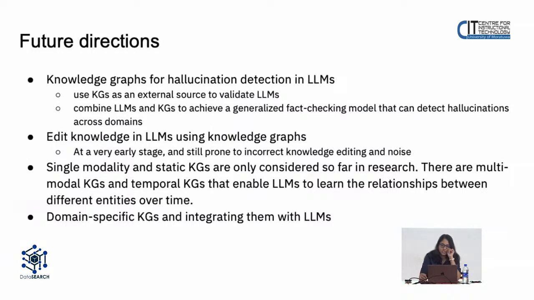Some of the future directions in this area are still in development. So we have to see more advances in future, but knowledge graphs can be used for hallucination detection in LLMs. There are a few models that are trying to probe LLMs these days, like LAMA, for example. What it does is, it gets some facts from a knowledge graph and tries to see if the LLM can generate those facts correctly. So you can use knowledge graphs for validating certain things from an LLM, and it's called hallucination detection. It can even be used as a fact-checking model, so that it can detect hallucinations across domains.